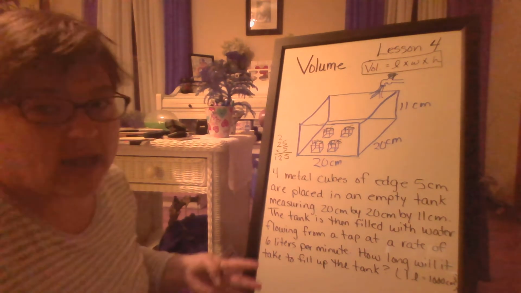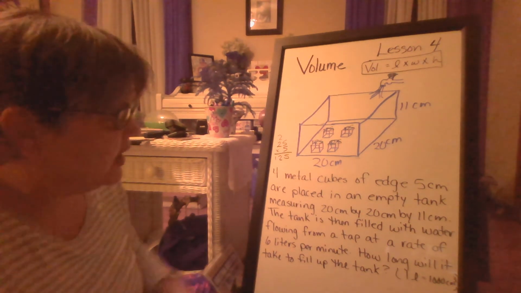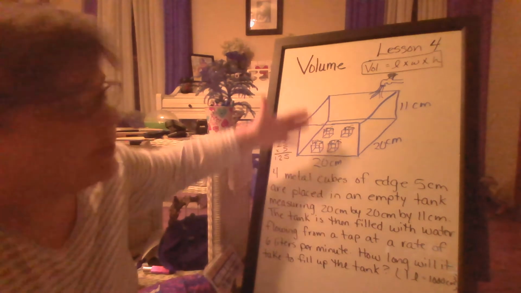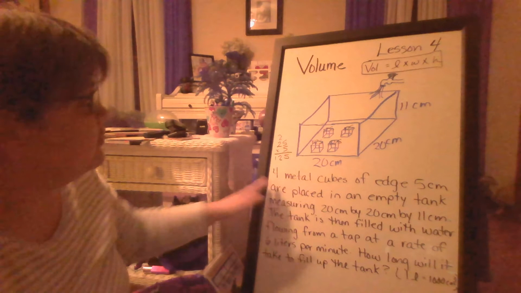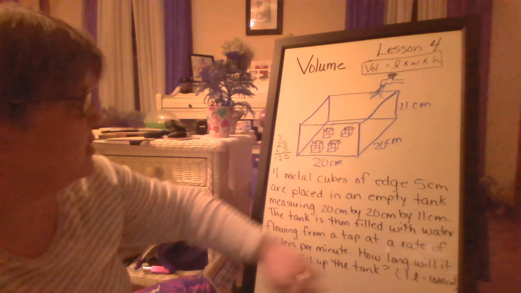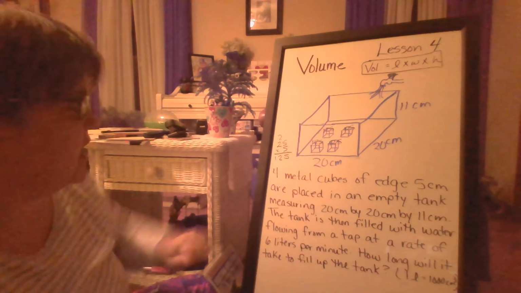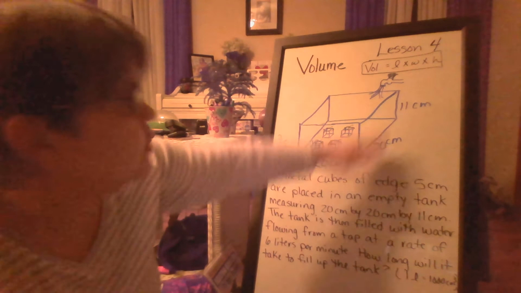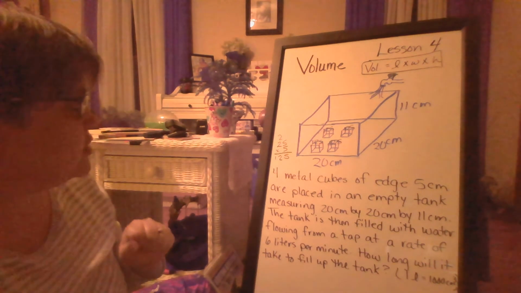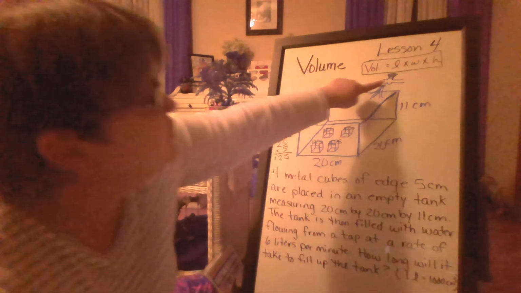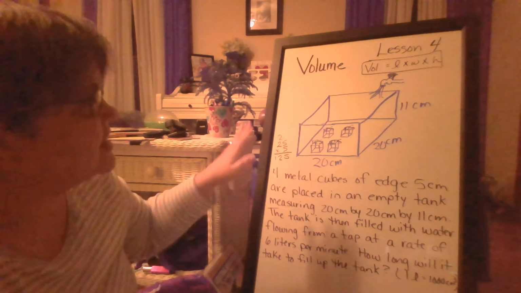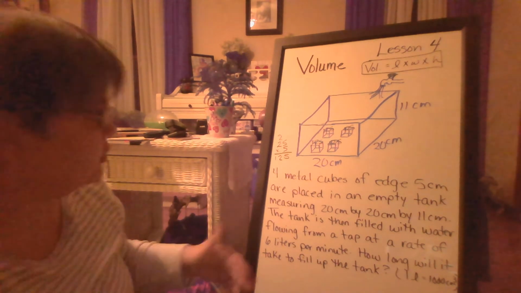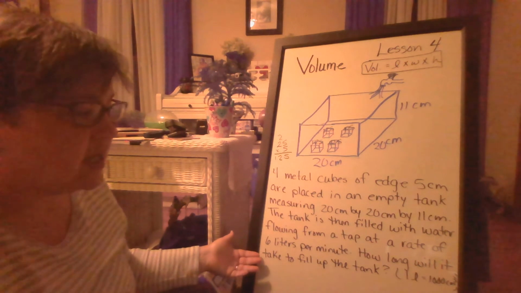So the first thing we have to do is find out how much displacement has happened because of these cubes. So let me read the problem to you. 4 metal cubes of edge 5 centimeters are placed in an empty tank measuring 20 by 20 by 11 centimeters. Now the tank is then filled with water flowing from a tap at a rate of 6 liters per minute. How long will it take to fill up the tank?